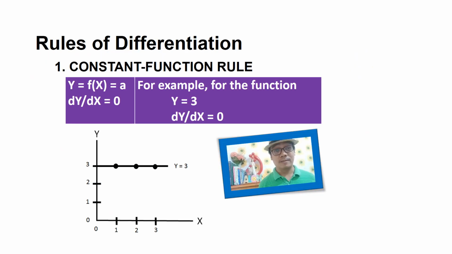Rules of differentiation. The rules of differential calculus are a simple method to compute marginal values. Number 1, constant function rule. The derivative of a constant function, y equals f of x equals a, is 0 for all values of a, the constant. For example, for the function y equals 3, dy over dx is equal to 0. Since y is defined to be a constant, its value does not change for any value of x, and so dy dx, the slope of the line, is 0, as in the figure below.